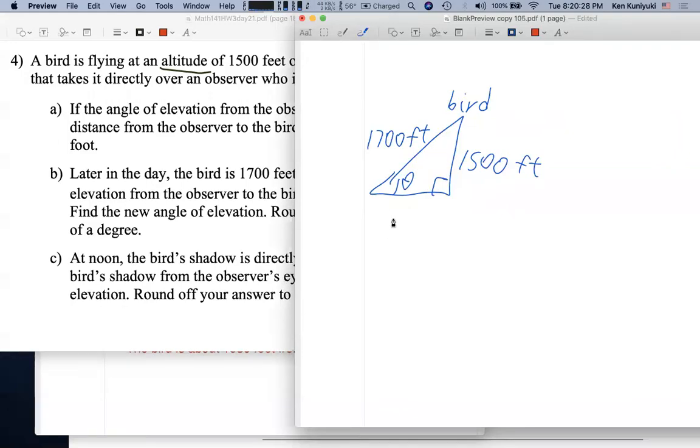All right, once again, what trig function connects angle, opposite side, and hypotenuse? It's the same basic trig function, sine. But this time, we have to find the angle. It's acute, by the way. We know theta is acute.